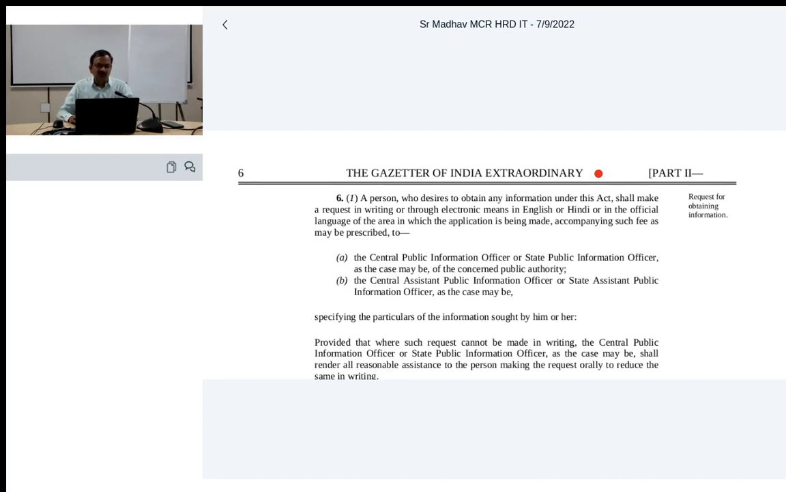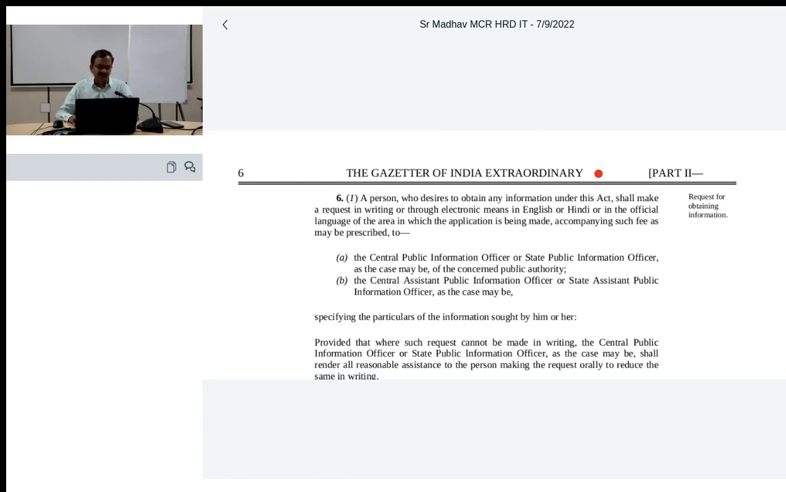Namaste. Now we are entering the fourth module of this online certificate course on right to information. In this module, we will be discussing three important topics. First, request under the Right to Information Act, and disposal of request. This is the key role and responsibility of a public information officer. And finally, what are the various timelines?